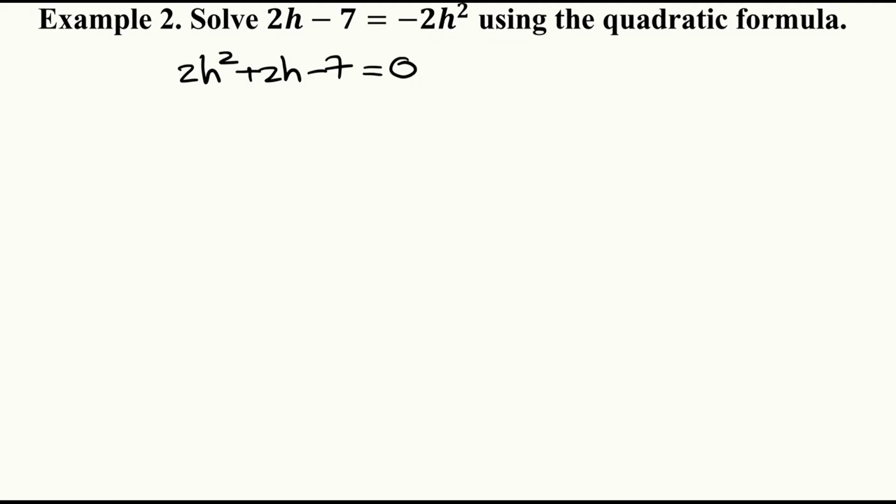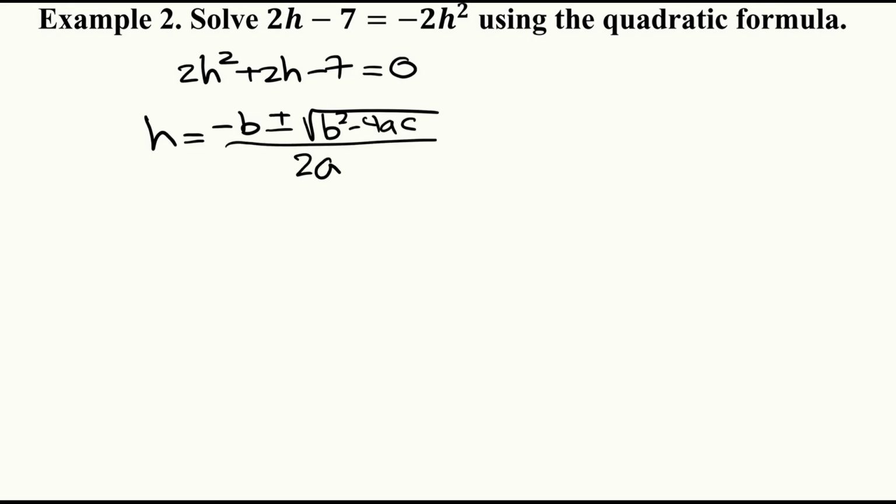We'll go ahead and write down the quadratic formula as is. So we get this time, of course, not x equals, but h equals negative b plus or minus square root of b squared minus 4ac over 2a. We jumped the gun a little bit. Let's go ahead and extract a, b, and c. A is 2, b is 2, and c is negative 7. All right, so normally I like to find that first, but this is okay too.